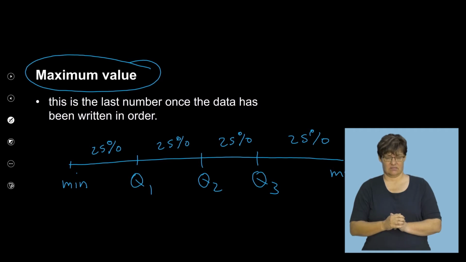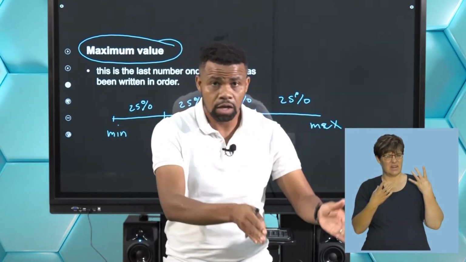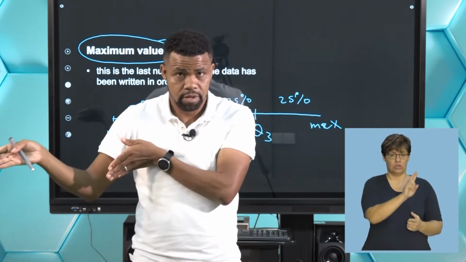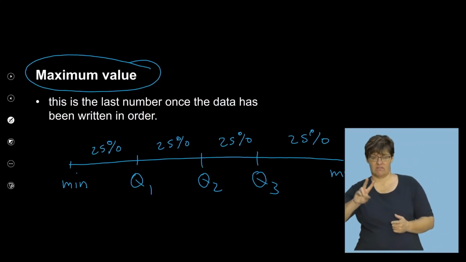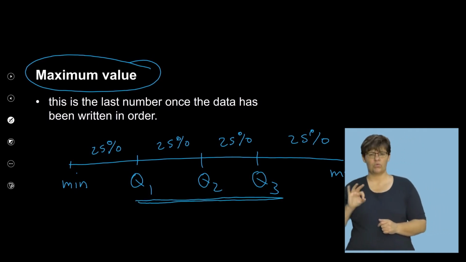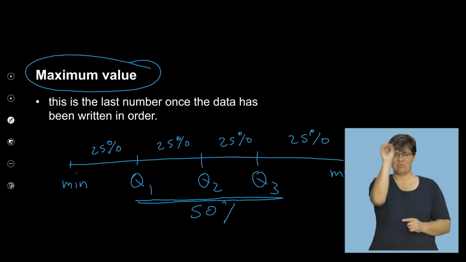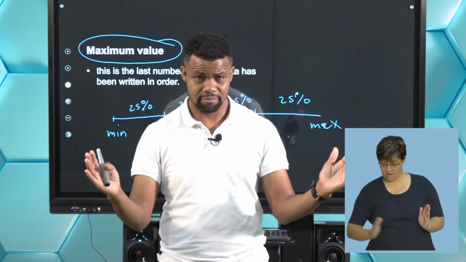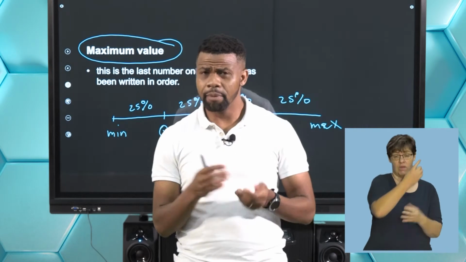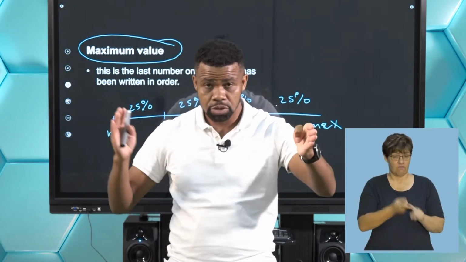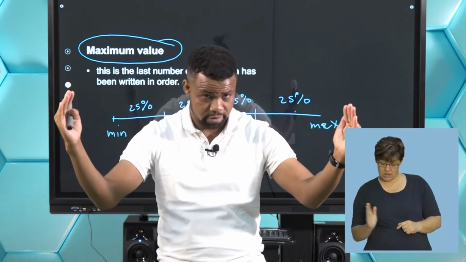What does the 5-number summary do? It divides the set of data into quarters, or 25%. But what is interesting, look, between Q1 and Q3 is 50% of the data. Remember, we might have extreme values. I might want to say, you know what, I'm going to focus from Q1 to Q3, which is the middle of the data.